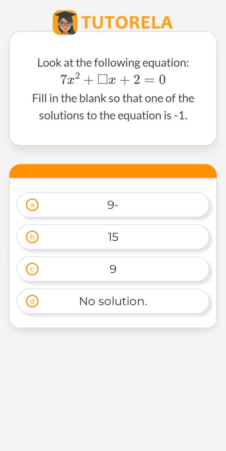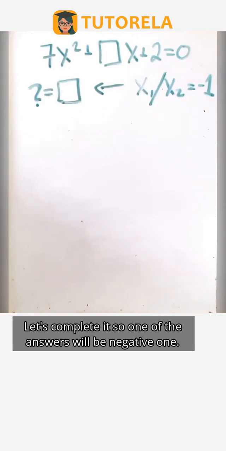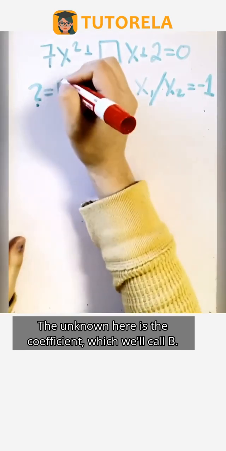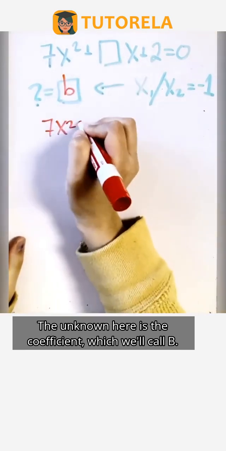Look at the following equation. 7x squared plus blank times x plus 2 equals 0. Fill in the blank so that one of the solutions to the equation is -1. Let's complete it, so one of the answers will be -1. The unknown here is the coefficient, which we'll call b.